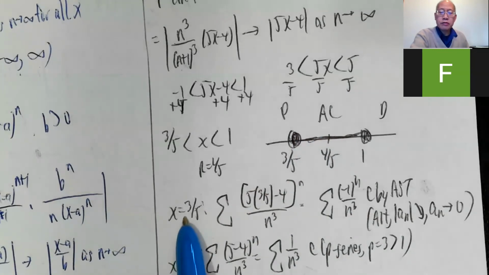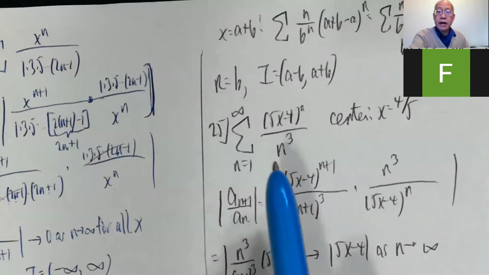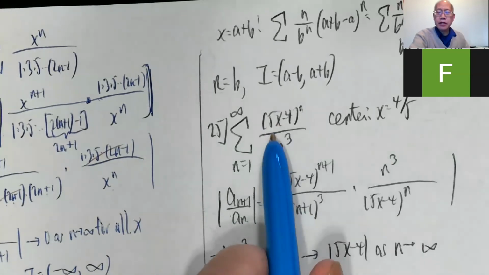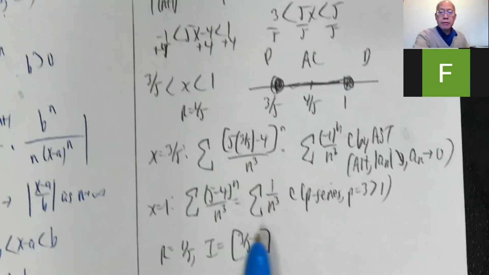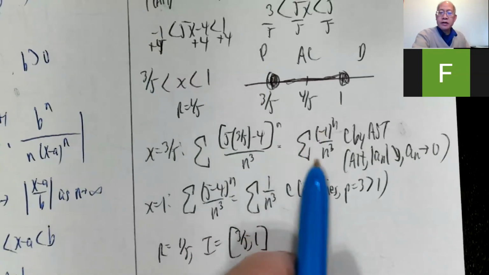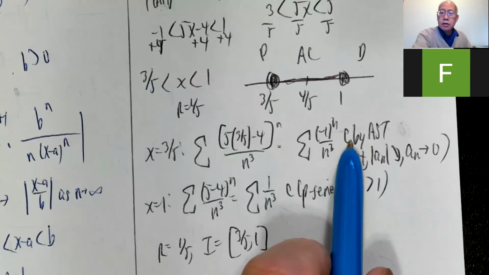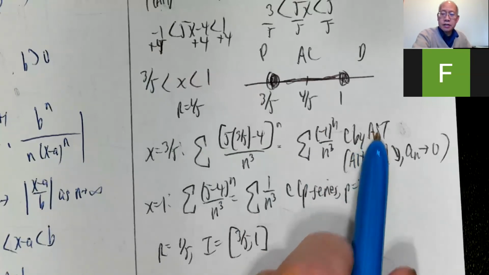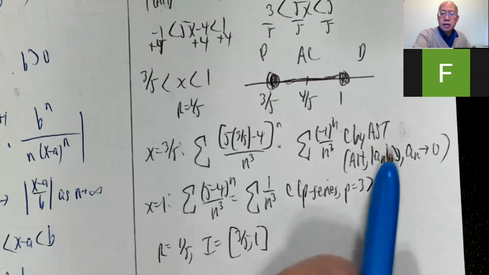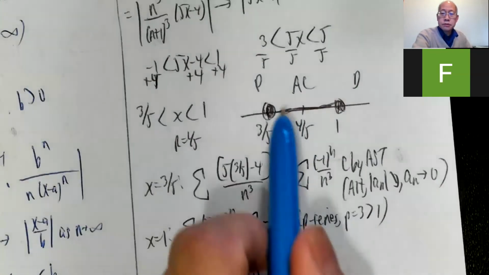Let's see why. So plug in 3/5 way back here. 5 times 3/5 is 3. 3 minus 4 is -1. So -1 to the n over n cubed. That converges by the alternating series test. It's alternating. The absolute value of a sub n is decreasing. a sub n approaches 0. So color this in.